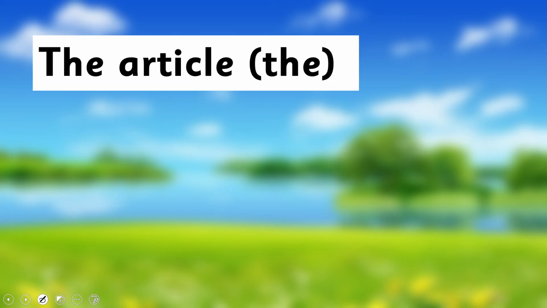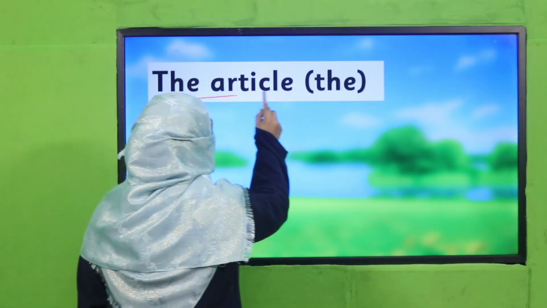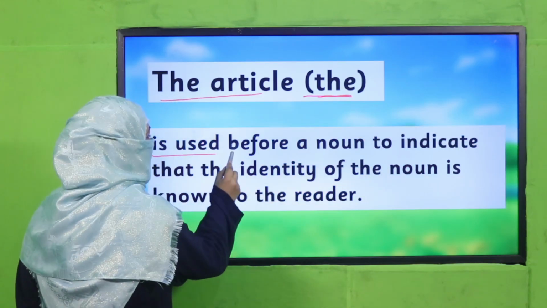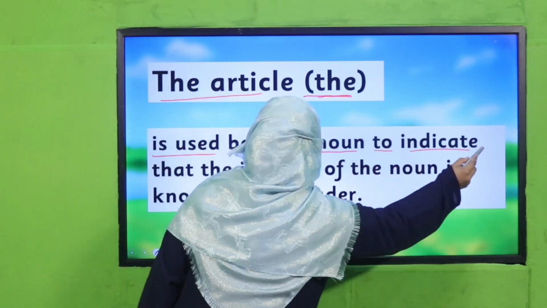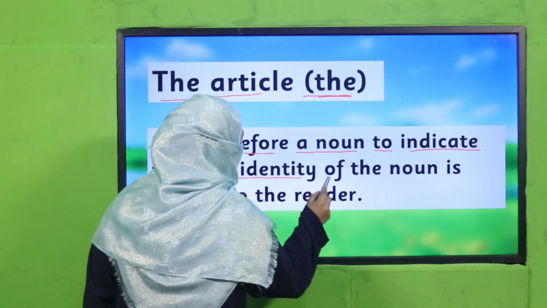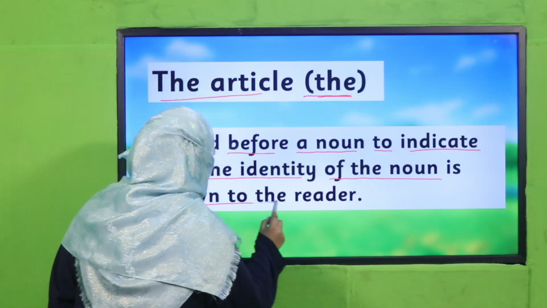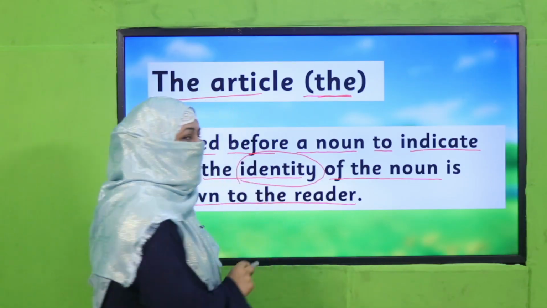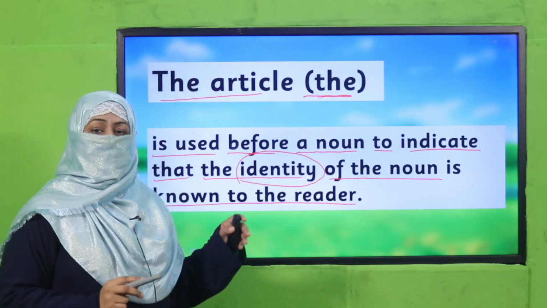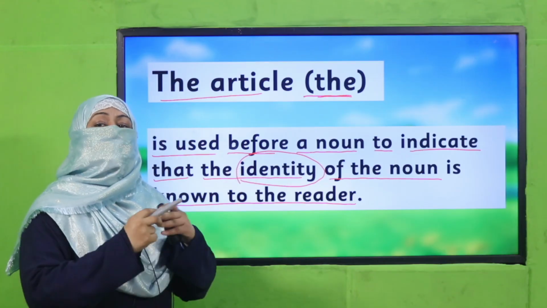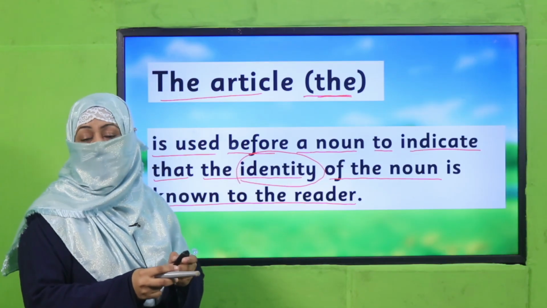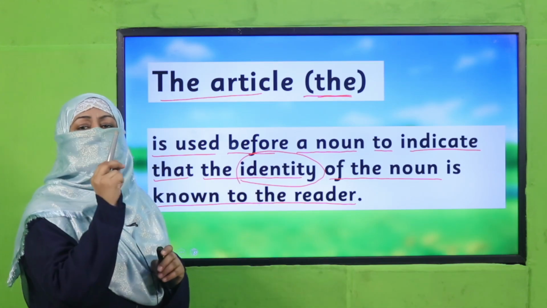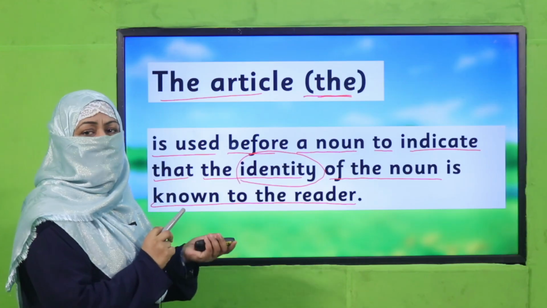Now the next, our third article, is the article "the". Where do we use "the"? "The" is used before a noun to indicate that the identity of the noun is known to the reader. Okay? When the identity is specific, when we use a noun as a specific noun, it's not general. When I use "the" with a noun, it means I'm talking about a particular thing. Right? How does it make a difference?